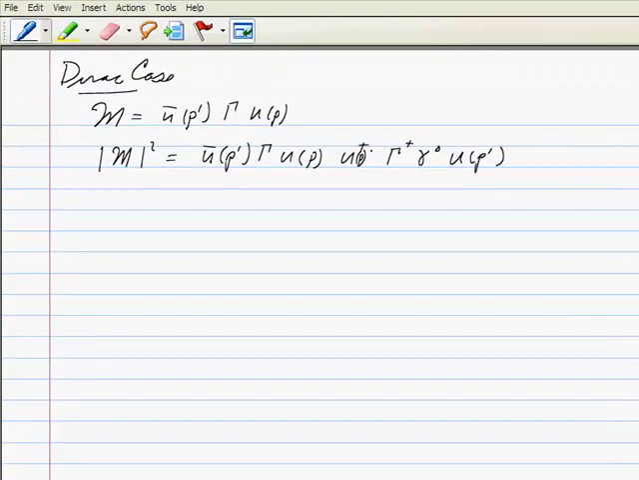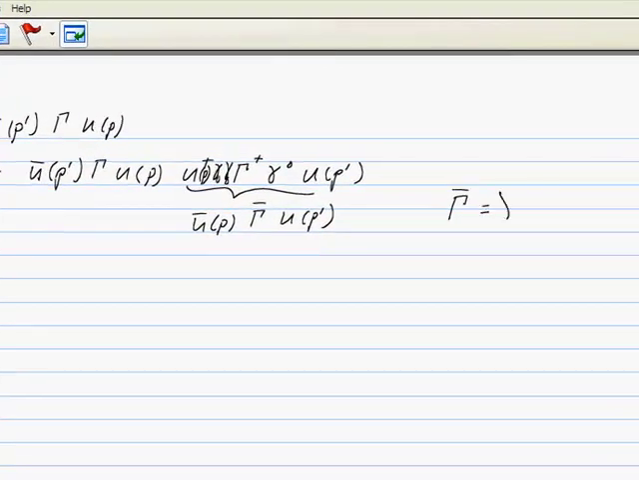Okay, I'm going to put gamma 0 there. 2 gamma zeros is just the unity. And so this then turns into u bar of p, I'll call it gamma bar, u of p prime. The gamma bar is gamma 0, gamma dagger, gamma 0.